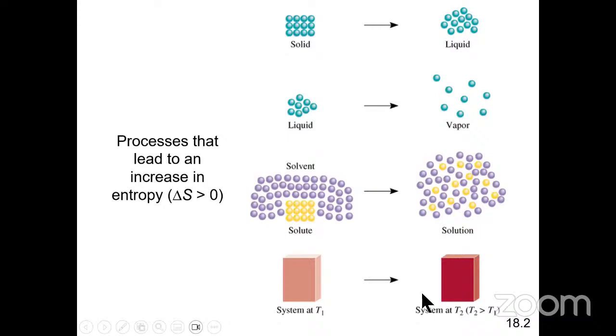And then finally, this might not be immediately obvious to you, but if you have a system at a temperature T1, and let's say you heat it to a temperature T2, so T2 is greater than T1, it doesn't matter if it's a solid, liquid, or gas, the entropy will increase. So for example, if you have a solid, let's say solid ice, and let's say you have the ice at a temperature of minus 15 degrees Celsius. And then you increase the temperature to minus 10 degrees Celsius.